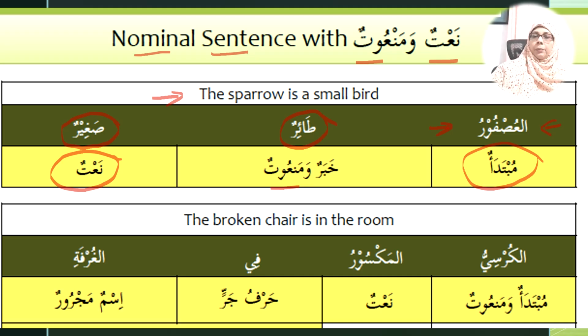So another example right here is al-kursiyul maksuru fil gurfati. The broken chair is in the room. Here al-kursiyu is the mubtada, and it is the man'ut. And what is the adjective describing the chair? The broken chair. So al-maksuru is the adjective, broken, because it is describing the chair, right? Broken chair, fil gurfati, in the room.